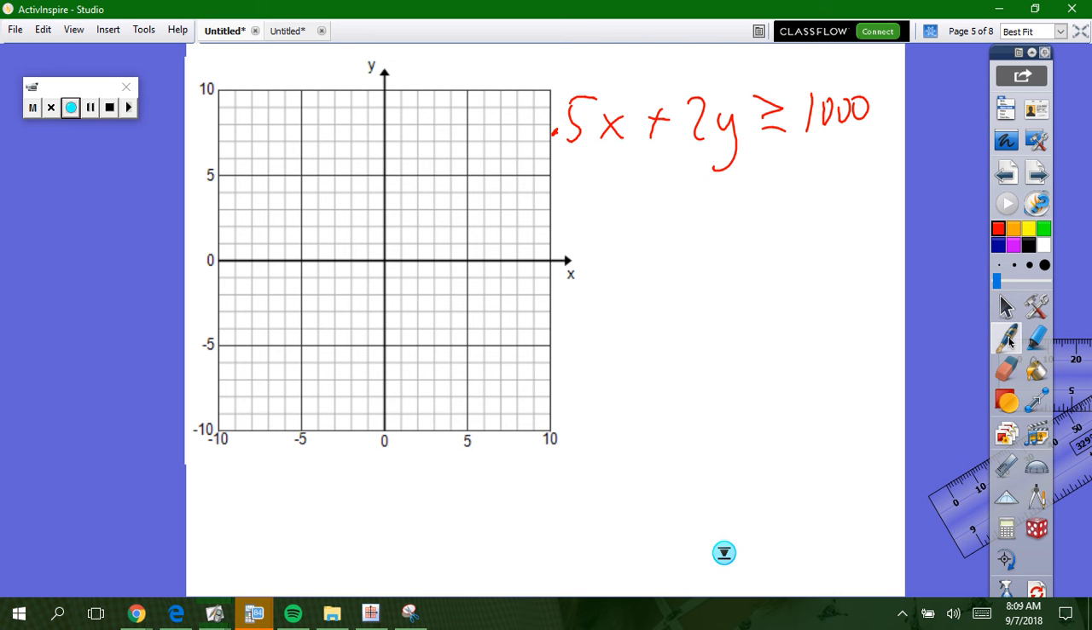2,000, because 2,000 times 50 cents equals 1,000, right? So my x-intercept would be 2,000. And that makes sense because I plug 0 in for the y, right? 1,000 divided by a half would be 2,000 candy bars, correct?